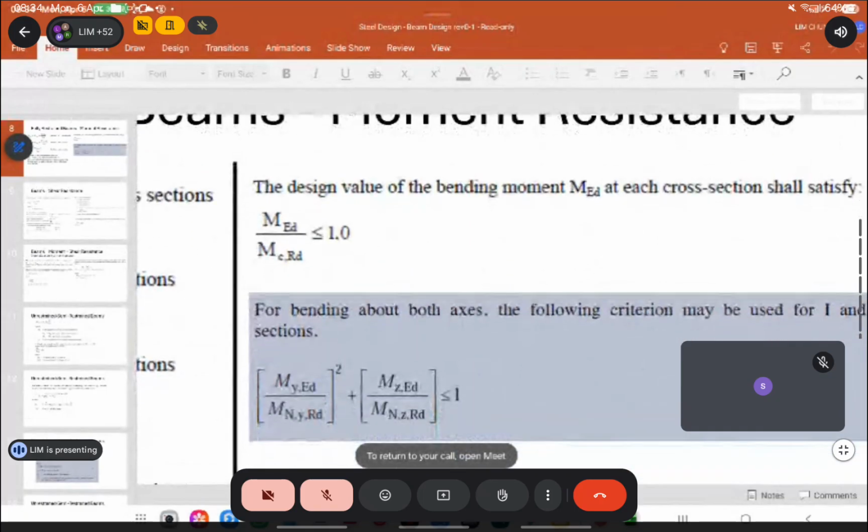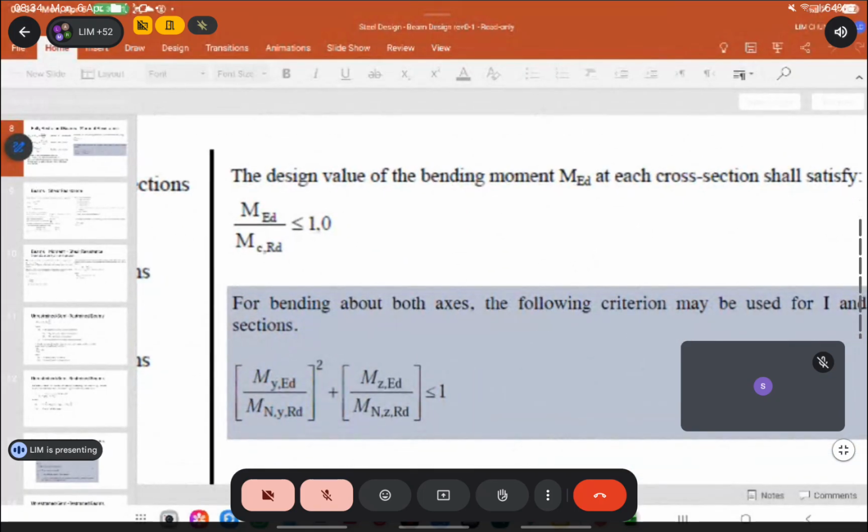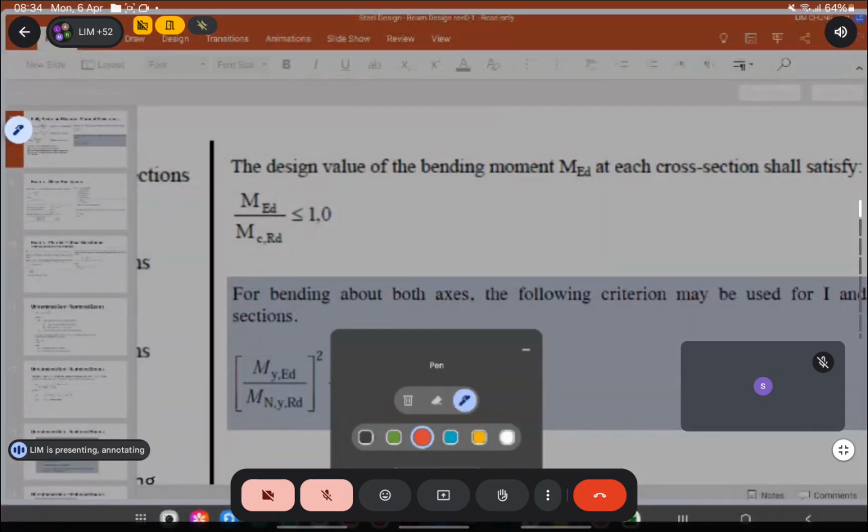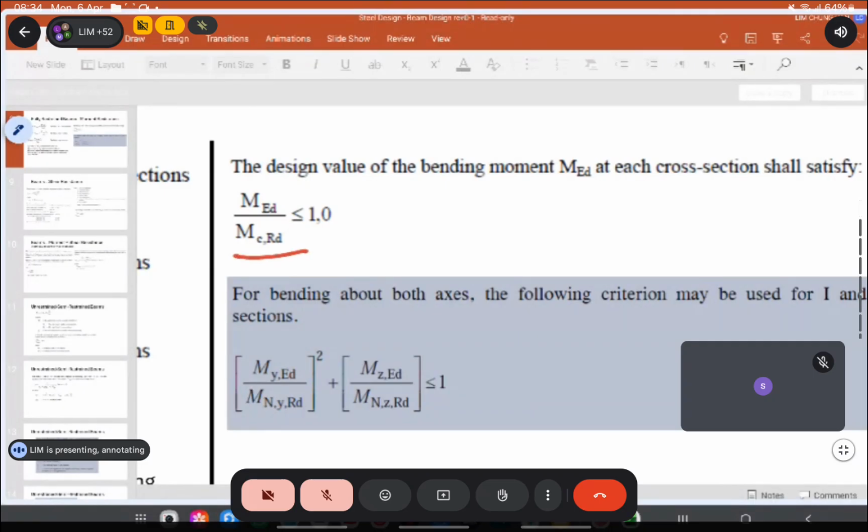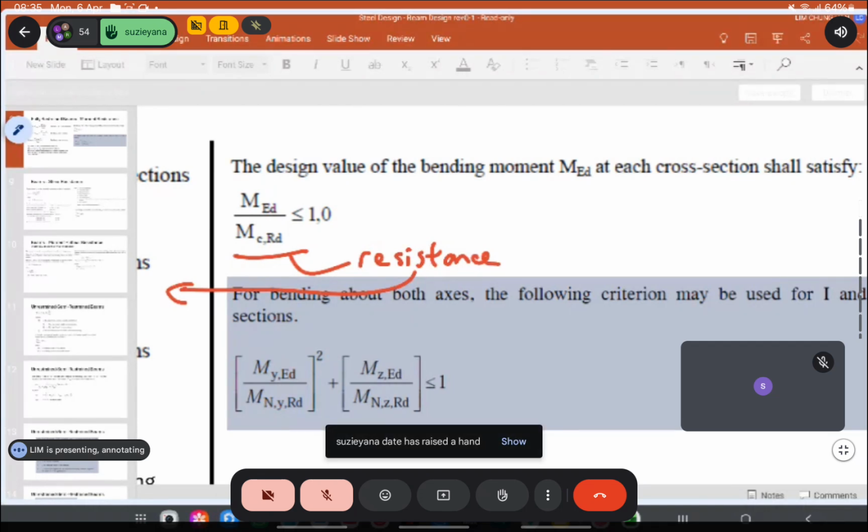What happens after that? After you calculate the MCRD, you have to do this check. MCRD is the resistance from the formula on the left-hand side. You have to do this check, and MED is just your moment from analysis.